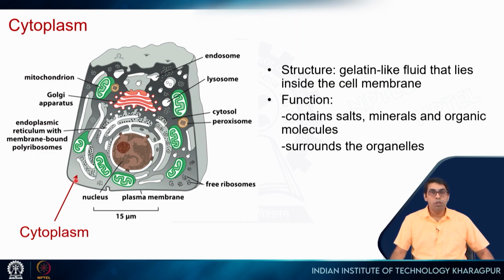So, quickly I will go through these different cellular compartments. Cytosol is the rest of the cell, inside the plasma membrane. It is a gelatin-like fluid that lies inside the cell membrane. Its function is that it contains all the salts, minerals and organic acids, and this is the place where a lot of biochemical reactions happen. So, it surrounds all these organelles.